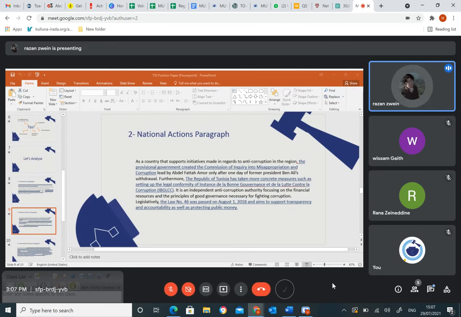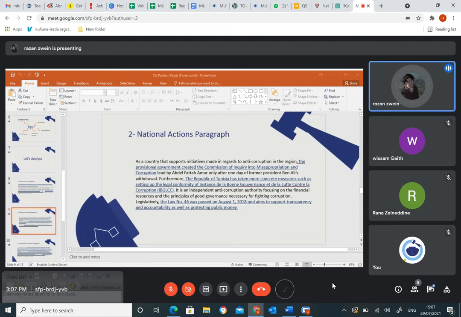So there's nothing special about the national actions or the international actions. They're normal paragraphs, they just need to be researched. And pay attention to something which is really important. The national and international actions actually show you what your country's stance is.